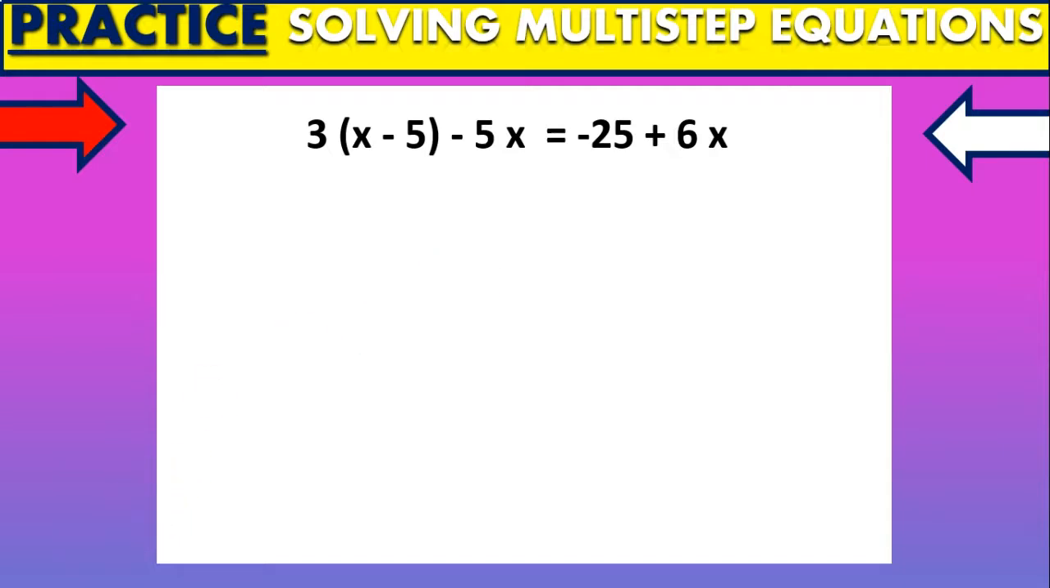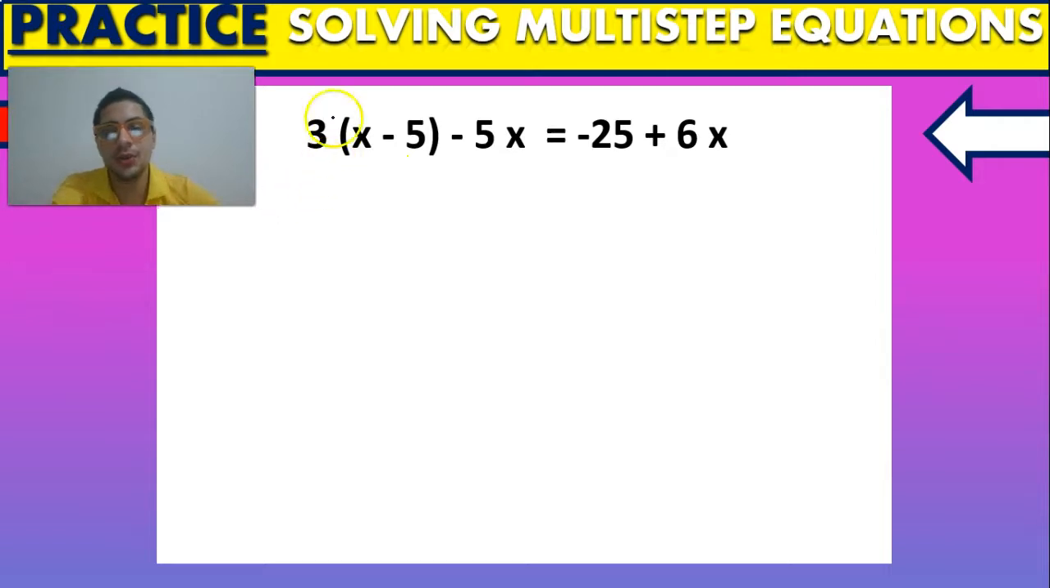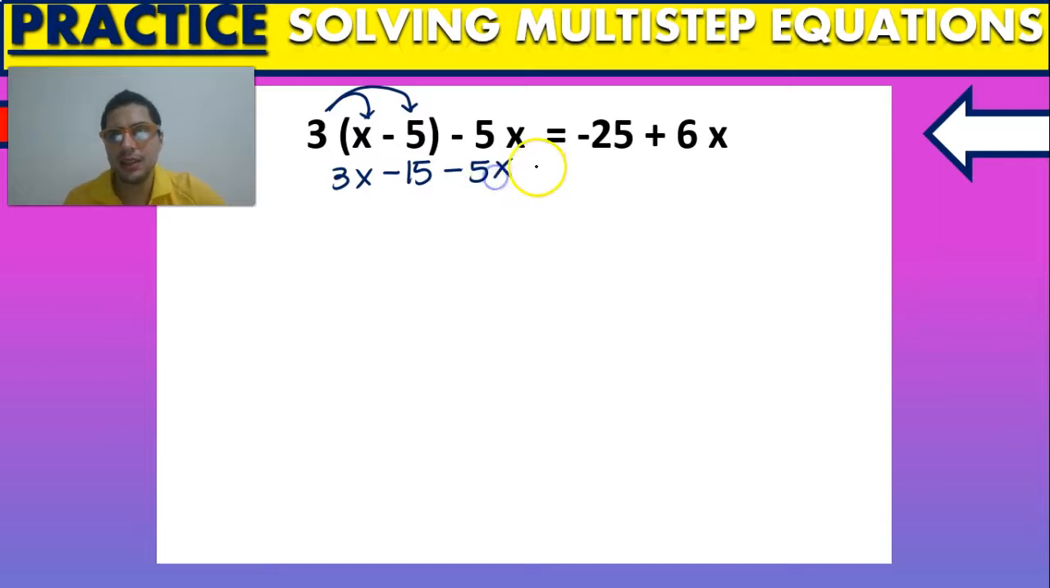So the first thing we're going to do is solve the distributive property first. In this case, we have the 3, and we're going to multiply the 3 by everything inside the parentheses. So 3 times x is 3x, and 3 times minus 5 is minus 15, right? Now we have the minus 5x outside the parentheses, and that is equal to minus 25 plus 6x. Now that we have done the distributive property, we can proceed with rearranging the terms.